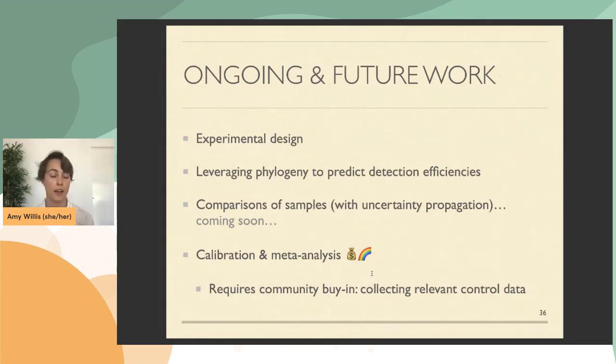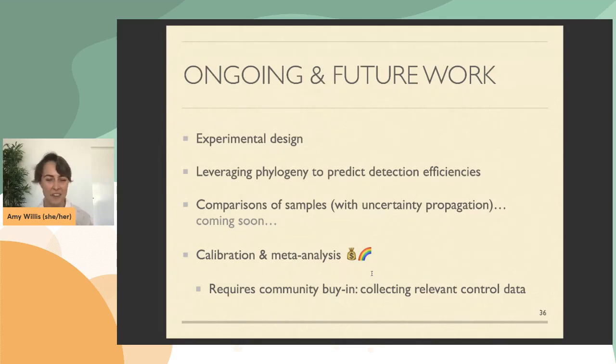I'm also really excited about this analysis question. How do we go about comparing different samples, given that we have unequal detectability of taxa and then uncertainty in estimating these corrected relative abundances? So that work should hopefully be out in the next few months, and you can follow me on Twitter or Mastodon if you'd like to see that as soon as it comes out.